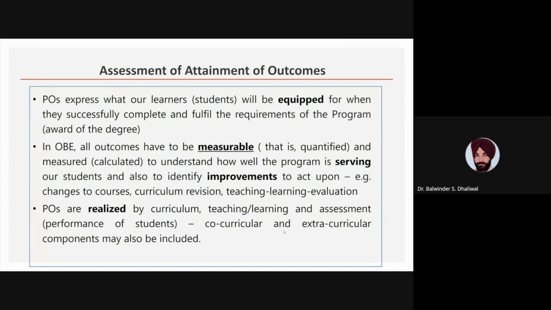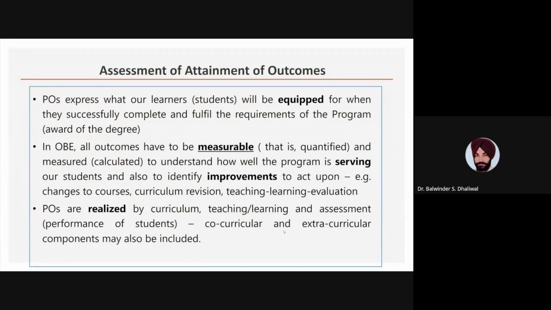As you might have gone through this concept of POs, POs express what our learners will be equipped for when they successfully complete and fulfill the requirements of the program. So basically, when the degree is awarded, a completion certificate is awarded. At that time, the various outcomes which are desired are called program outcomes. We call those in short POs.